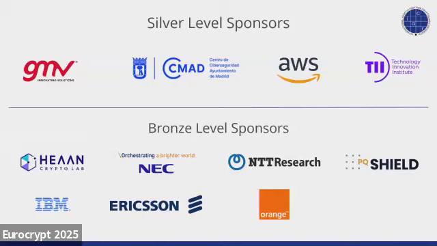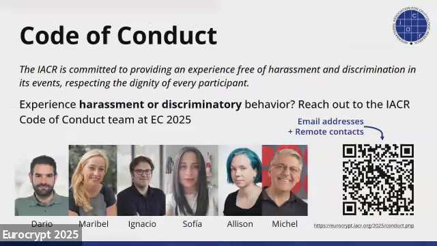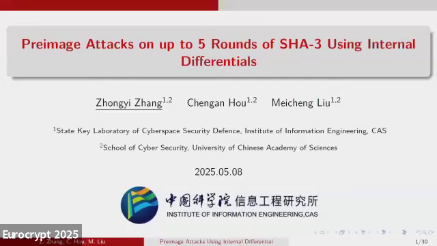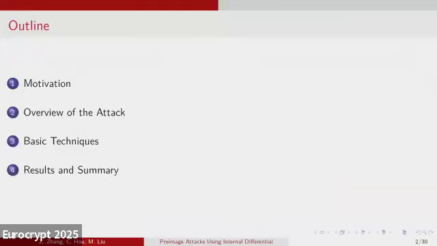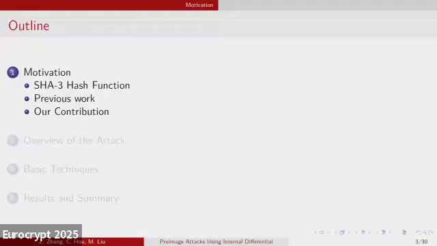So the second talk of the session is about SHA-3, and Zhang will give the talk. Okay, thanks for the introduction. I'm Zhong Yi Zhang from the Institute of Information Engineering. My topic is pre-image attacks on up to 5 rounds of SHA-3 using internal differentials. This work is done together with Qingyan He and my PhD supervisor, Mei-Chen Liu. My talk will be divided into these steps. Let's start with some background, the previous work, and our contribution.